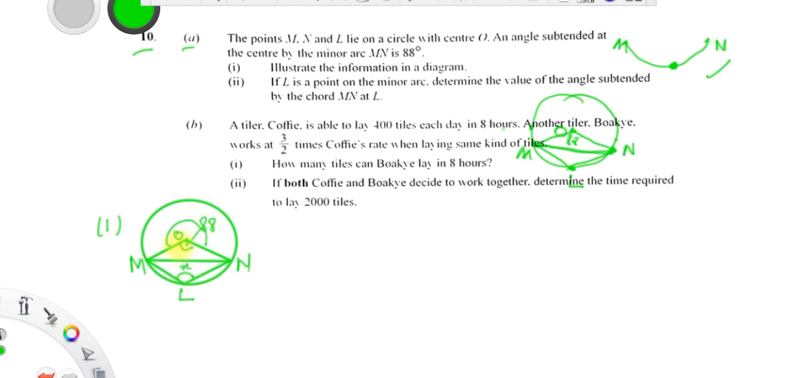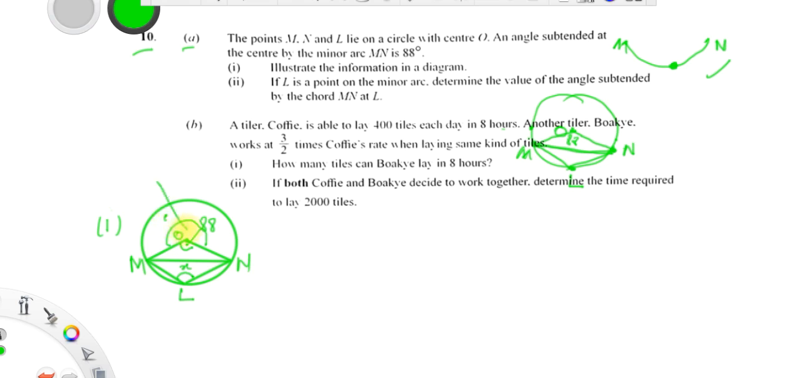Why? Because we are looking at a theorem that involves an arc. That is, the angle formed by an arc at the center is equal to 2 times the angle formed by the same arc on the circumference. So if you know this angle, that angle will be equal to 2 times this angle. If you want this angle, we just divide that by 2. We know that this is 88. So angle around a point is 360. So 360 minus 88 is 272. So this bigger angle here is 272.